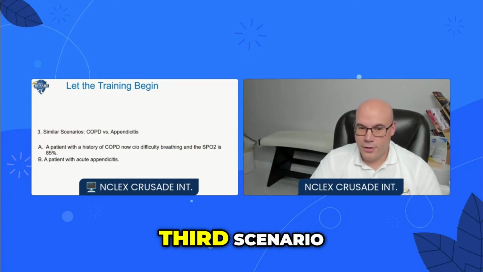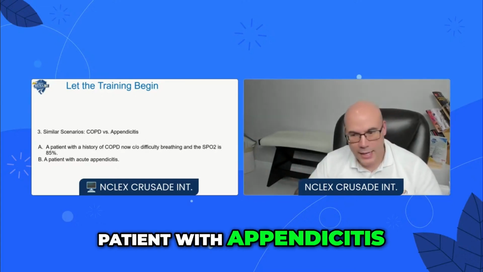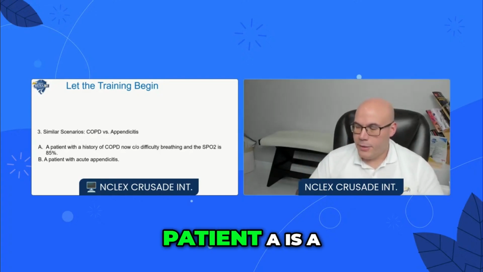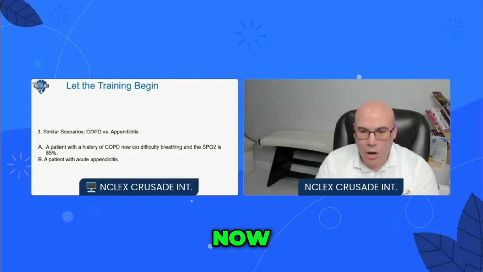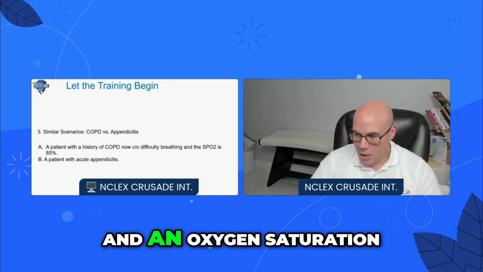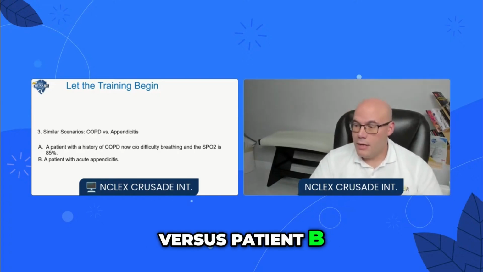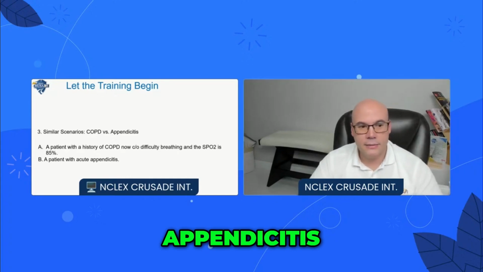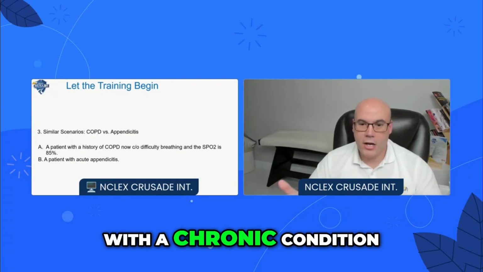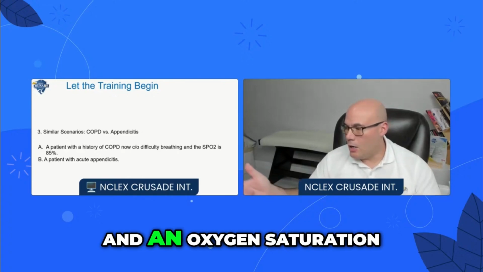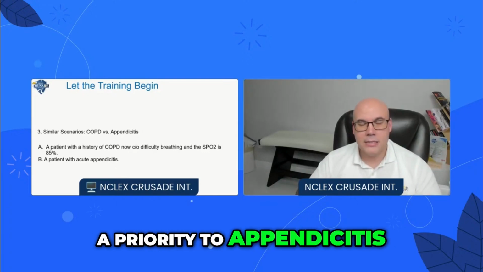All right. Third scenario. You have a patient with COPD and you have another patient with appendicitis. In this case, patient A is a patient with a history of COPD, now complaining of difficulty breathing and an oxygen saturation of 85%, versus patient B, a patient with an acute appendicitis. What is the priority? Do I give the priority to a patient with a chronic condition such as COPD and an oxygen saturation of 85%? Or do I give a priority to appendicitis?